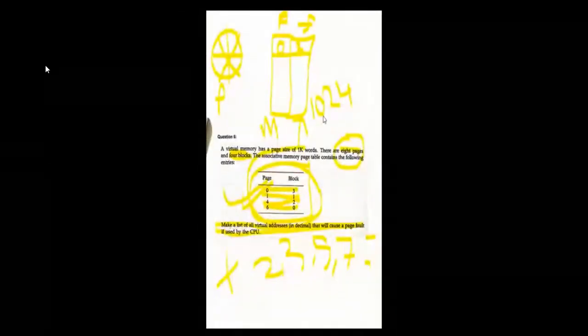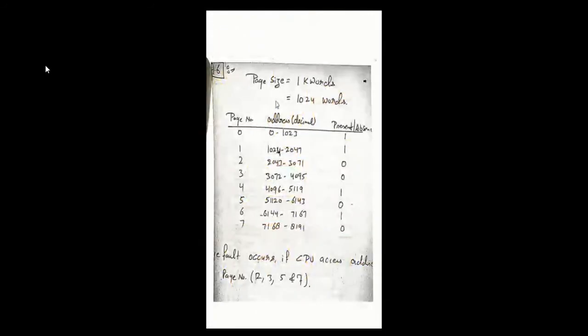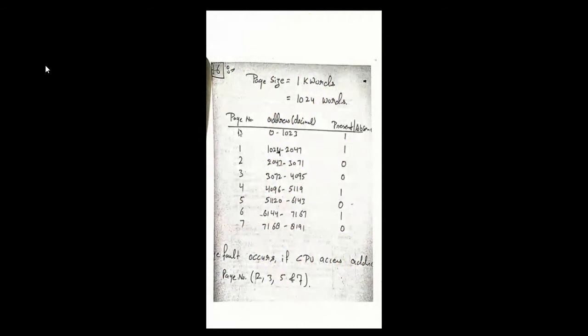Now you see the page size, as I've already told you, the total words are 1 kiloword, meaning 1024 words. Given as 1 kiloword is equivalent to 1024 words. So total pages you have 8 pages, already given in the question. So I write pages from 0 to 7. And in main memory, which pages are present? Only these pages are present: pages 0, 1, 4, 6. So in the page table, you have the address of these pages.